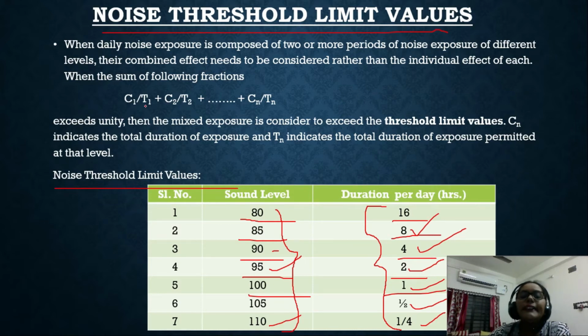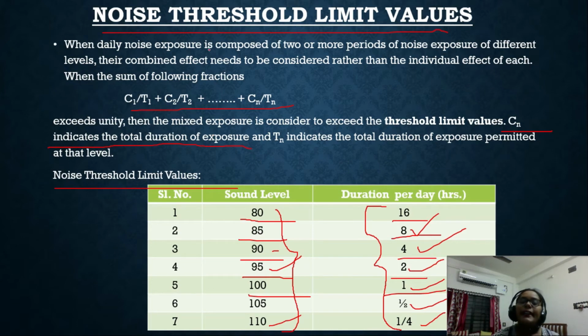Okay, so this noise threshold limit we can also express as an equation, that is C1 by T1 plus C2 by T2 plus dot dot dot Cn by Tn, where Cn, what is Cn? Cn indicates the total duration of the exposure. Whatever sound we are exposed to, that is the total duration. Like we are exposed to 90 decibel for 4 hours. So the Cn value for the 90 decibel sound will be 4 hours.